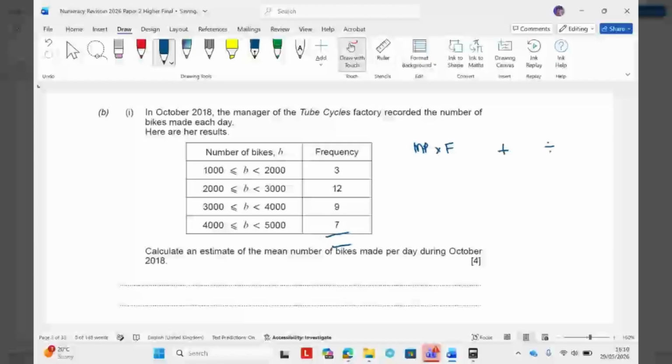So 15, 24, 31 in that case. So that's what you would divide your final answer by. Okay, so midpoint times frequency, add them all up and divide by how many there are.